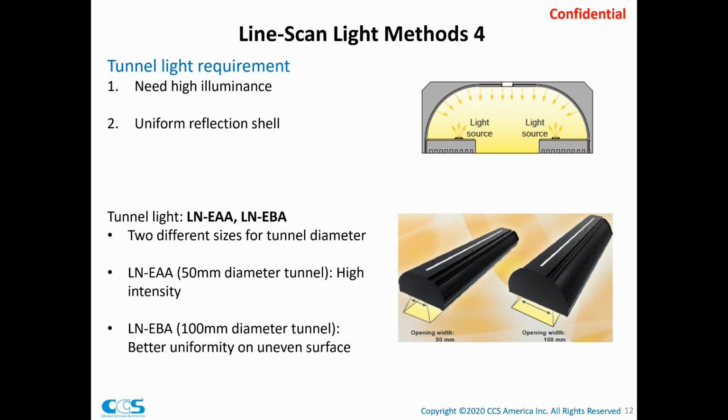And the other thing is the intensity. Because the light needs to get reflected from the dome shell and then reach the sample, it does lose a lot of intensity. And because it's diffuse light, it also needs a lot of intensity. So we do need to put in a lot of LEDs and use very high power, very high current to get enough power for this kind of tunnel light.